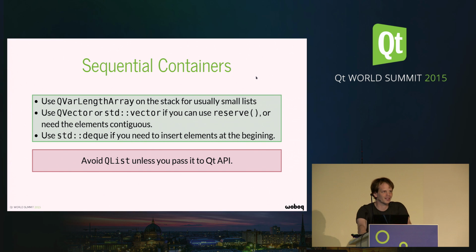Because implicit sharing implies that every time we need to check the reference count to see if it's shared, that's a price maybe you don't want to pay. So then you should use std::vector. If you need to insert elements at the beginning, I strongly recommend using std::deque because it's optimized for this use case. And because there are so many allocations and so many indirections with QList, I would recommend you avoid it unless it's necessary to pass it to the Qt API.